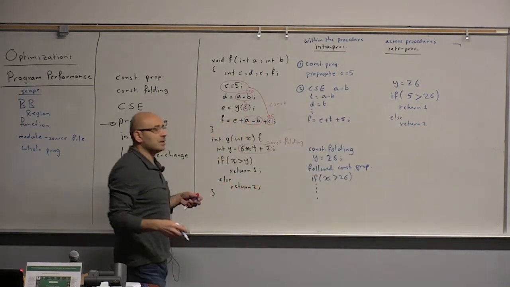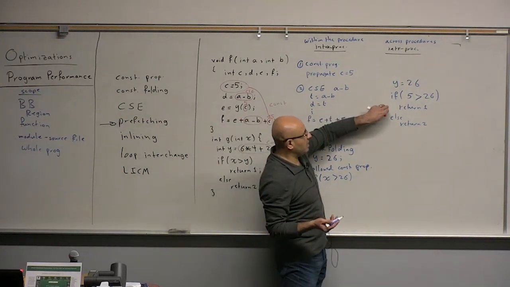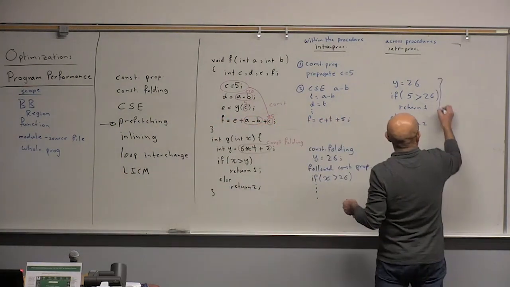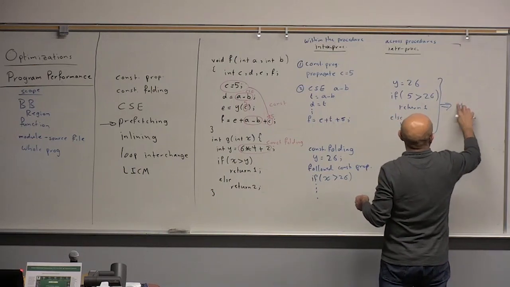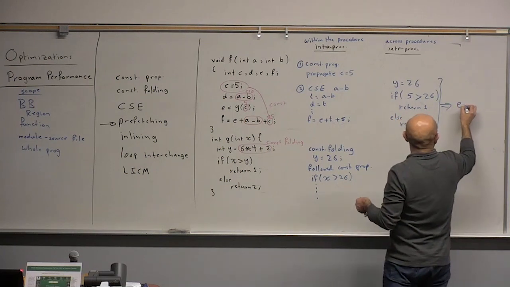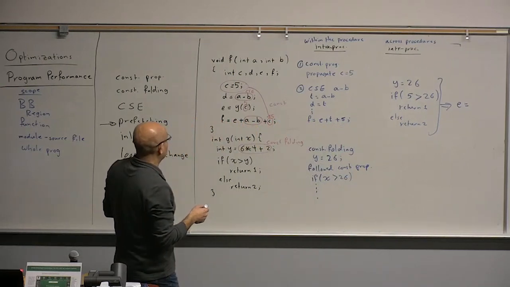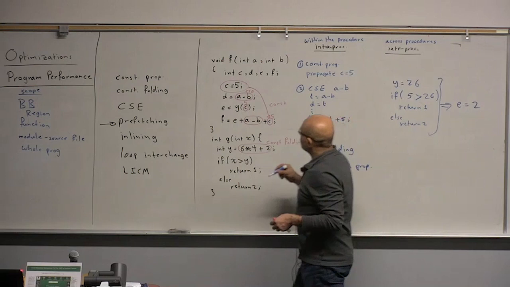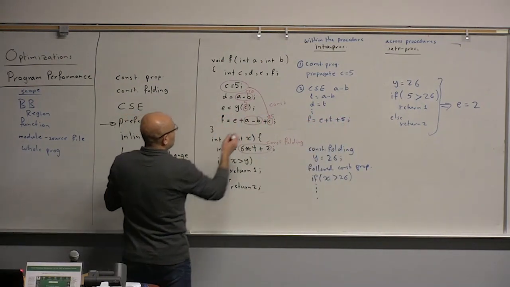When you inline, there is no return, in fact. We're just showing this intermediate step. When you are inlining a function, there is no return. What this will get translated to is E equals the return value, and the return value in this case is 2. So this function call will reduce to E equals 2.